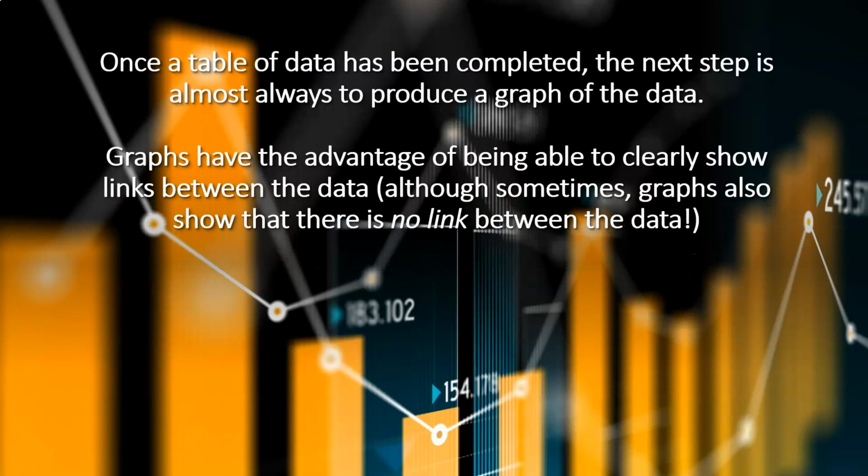Once a table of data has been completed, and you need a good table of data, the next step is almost always to produce a graph of the data. Graphs have the advantage of being able to clearly show the links between data, although sometimes graphs also show us that there is actually no link between our data.